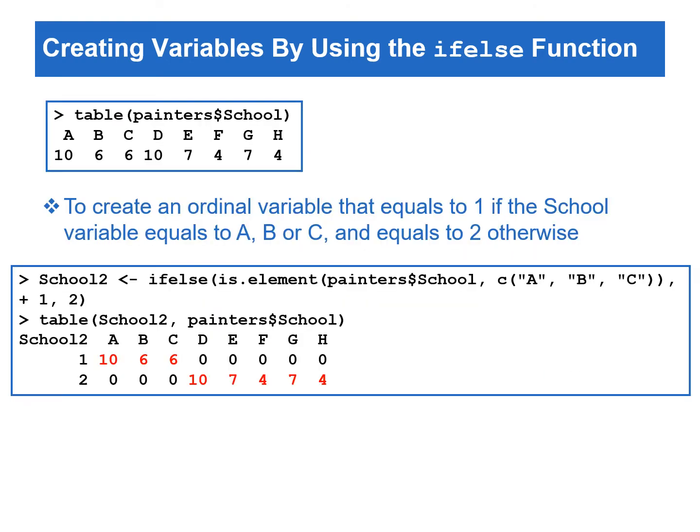For example, the school variable has values of a to h. Suppose we would like to create a new variable named school2. If school equals a, b, or c, we will assign 1 to school2, otherwise, we will assign 2. The first argument of the ifelse function uses the is.element function to generate a logical vector. The second argument is 1, and the third argument is 2. If the school variable equals a, b, or c, the is.element function will return true, which will result in 1 from the ifelse function, otherwise, the ifelse function will return 2.